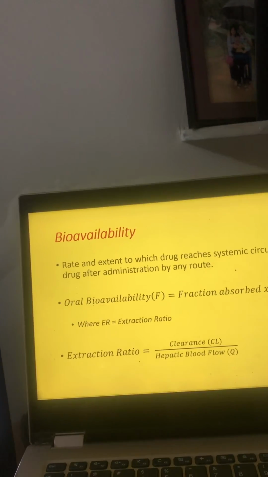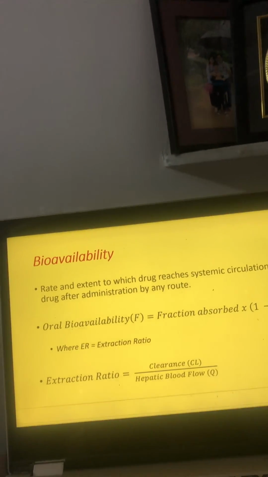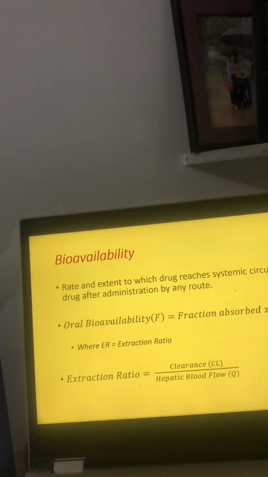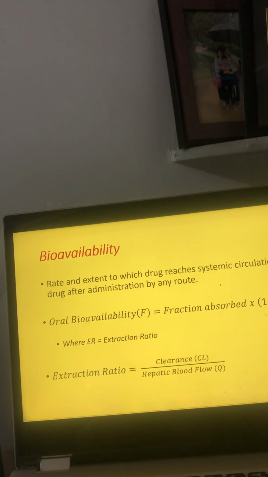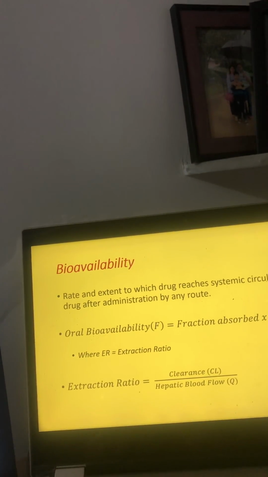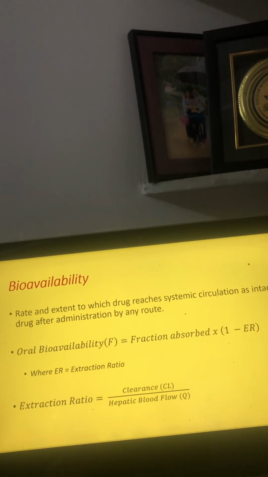Bioavailability is the rate and extent to which a drug reaches systemic circulation as intact drug after administration by any route. Oral bioavailability is given by the formula: fraction absorbed times (1 minus extraction ratio). Extraction ratio is clearance, the amount of drug cleared from the plasma per unit time, divided by hepatic blood flow.